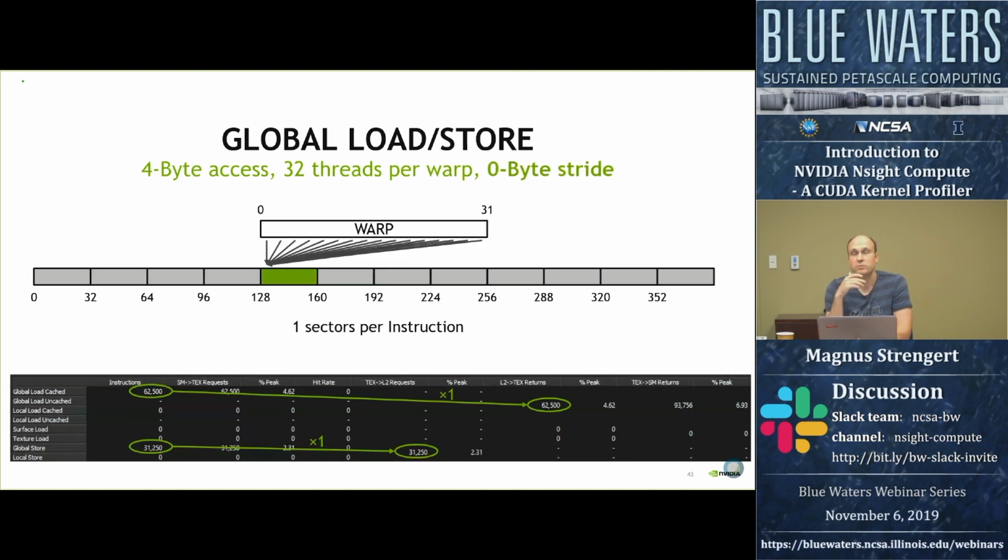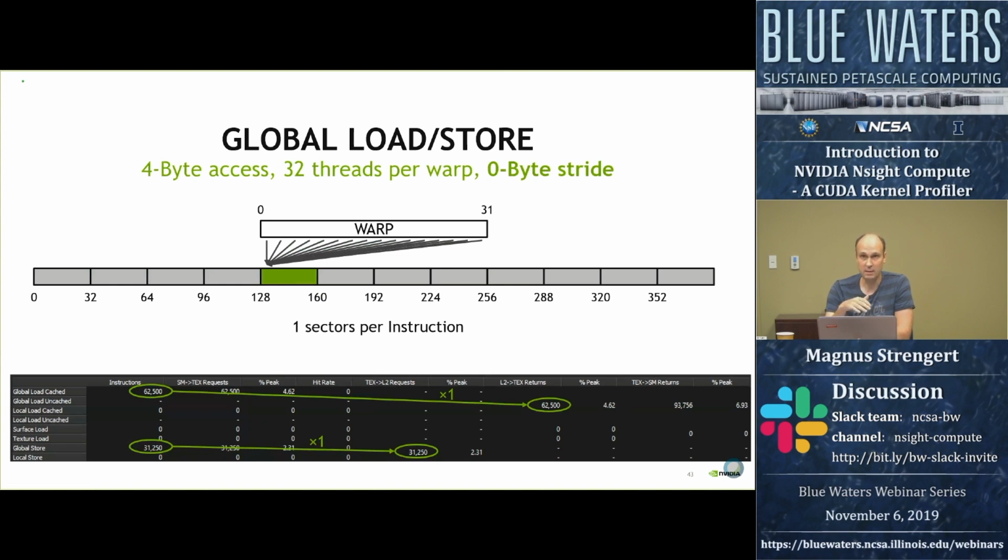So if all threads read the same value, so you have 32 threads, we didn't change anything there, it's still a 4-byte access, but now you have a 0-byte stride, which means everyone reads exactly the same data. Then you only have to read one 32-byte sector for all of the threads, and the number of instructions you execute and the number of sector returns you will see at the bottom of the table is exactly the same.